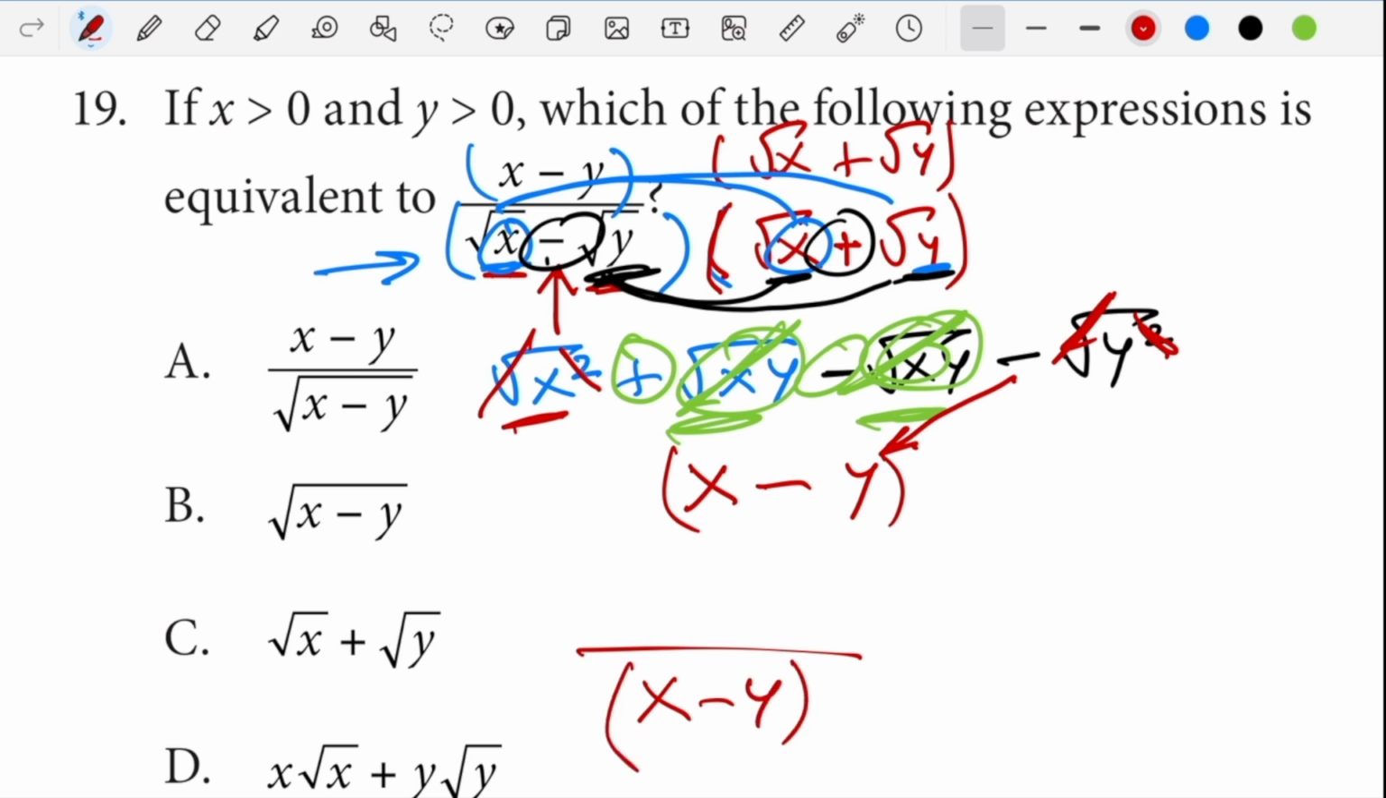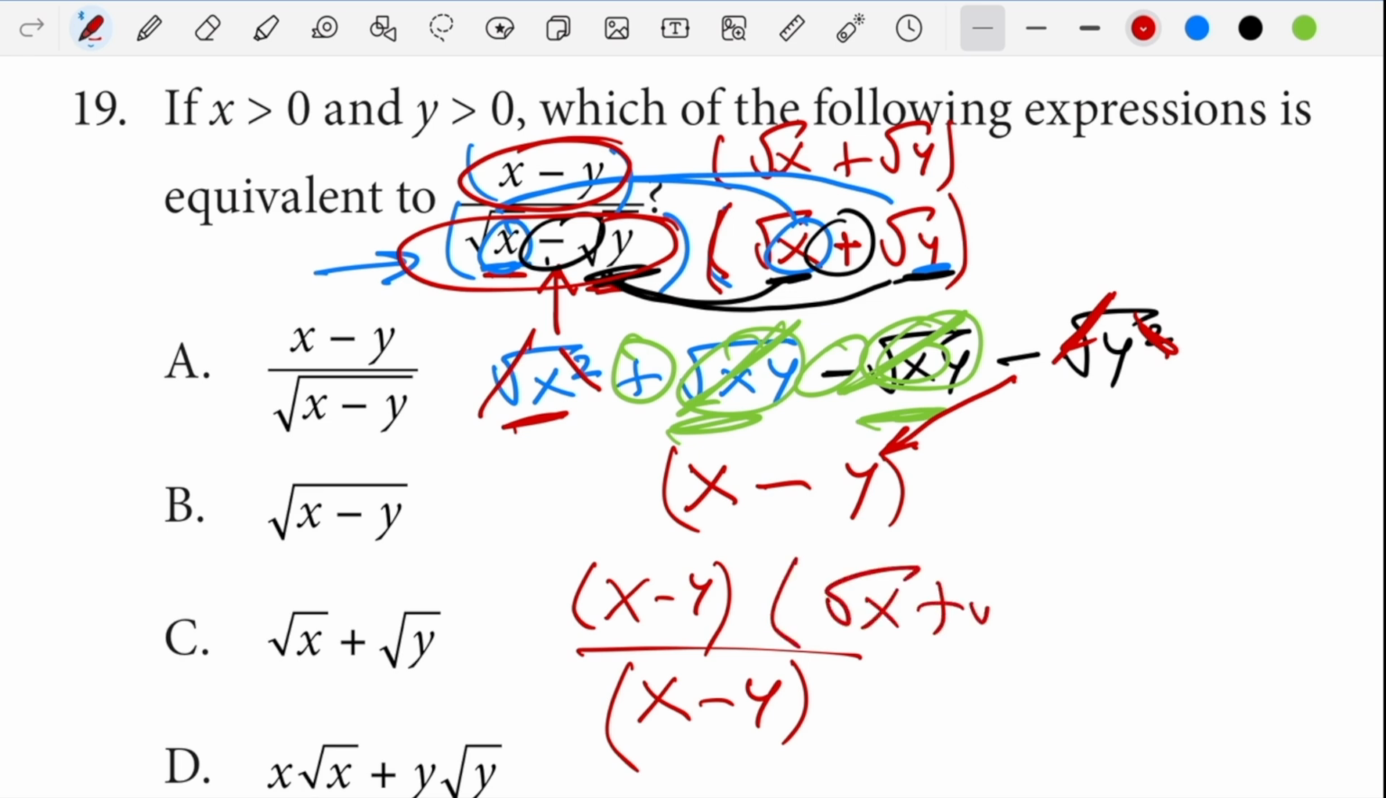If you notice, there's no radicals anymore. That's why it's called rationalizing. There's no radicals anymore. And I'm seeing, hopefully, something that you're seeing. We have x minus y on the top, right? And we multiply times square root of x plus square root of y. Right? That's what I did.